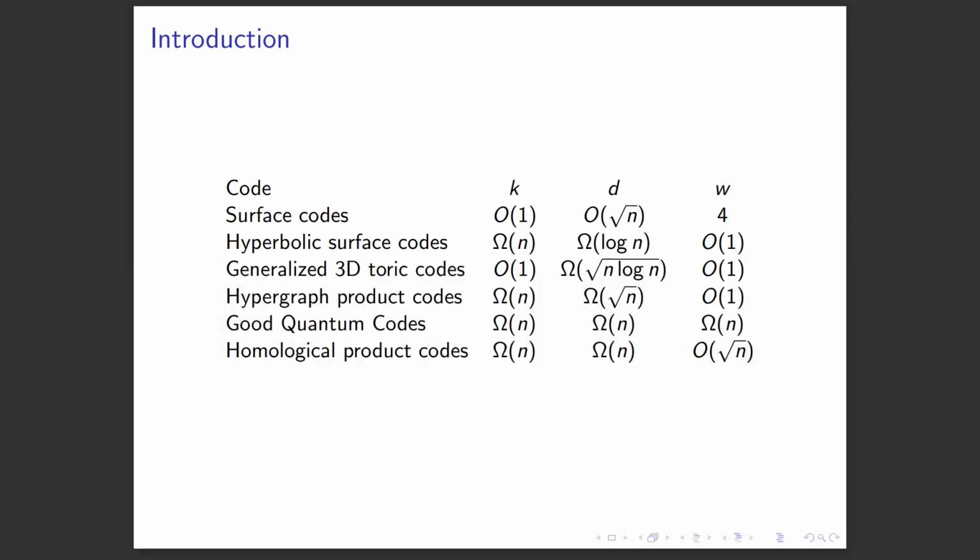So here you can see a list of families of codes with parameters k, d and w. Here w is the weight parameter, which measures the sparseness of the parity check matrix of the code. You can see that surface codes, which are known to be implementation friendly in real life, have a weight of 4, which is a constant. But surface codes suffer from distance scaling, as it is only O of root n.